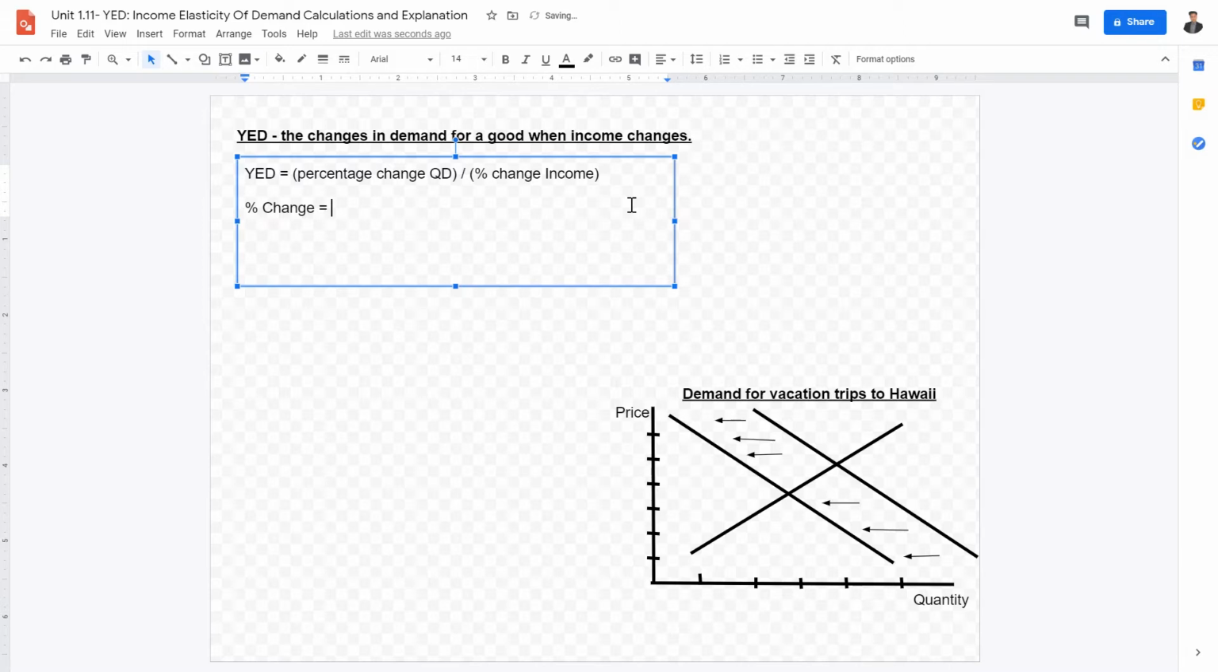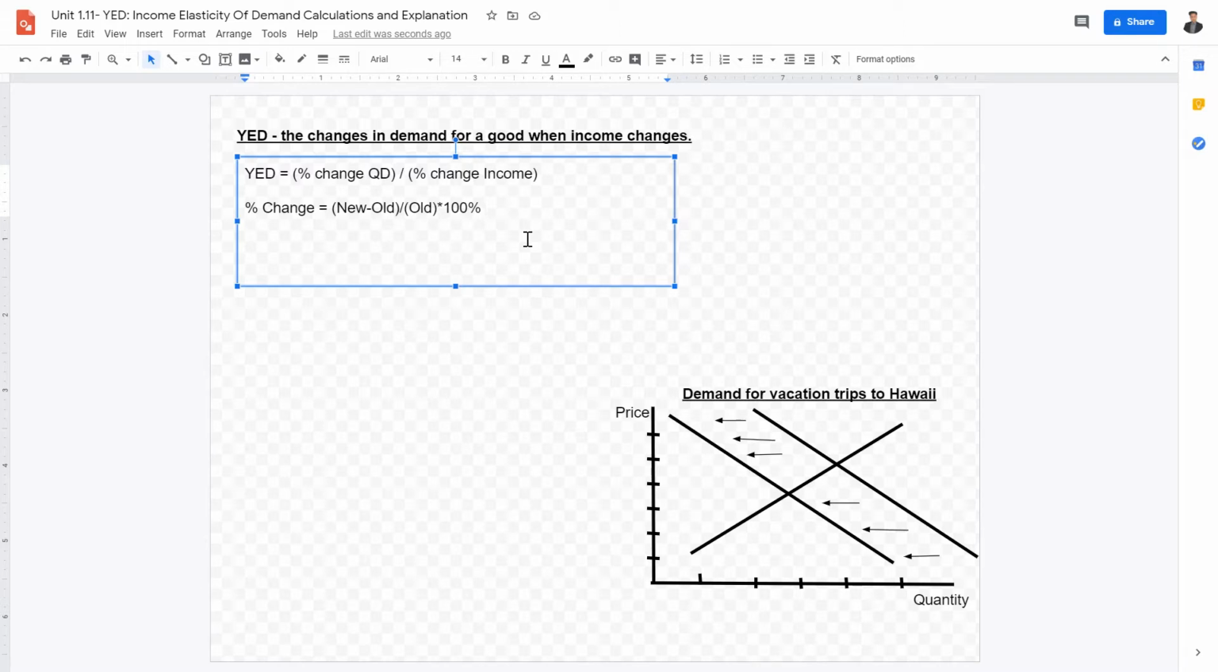Percentage change equals new value minus old value, divided by old value, multiplied by 100%. So this is how you calculate percentage change, and for both the numerator and the denominator, we have to use percentage changes of the quantity demanded and percentage change of income.